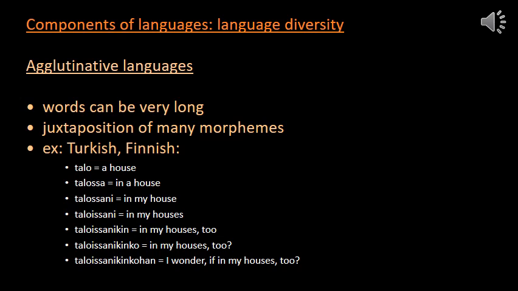The example you have on the slide here is in Finnish, the language spoken in Finland, which I will not even try to pronounce, and you don't have to learn that example. But you see some words can be very, very long and include many morphemes.